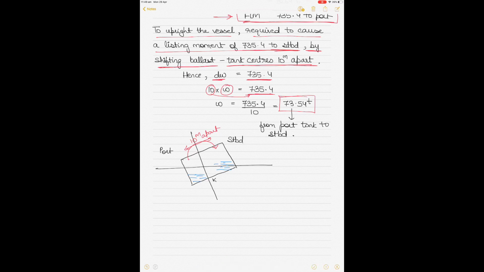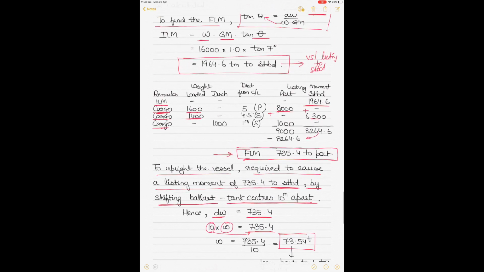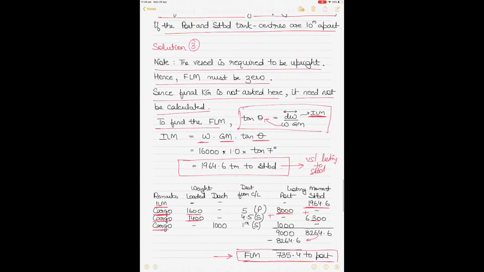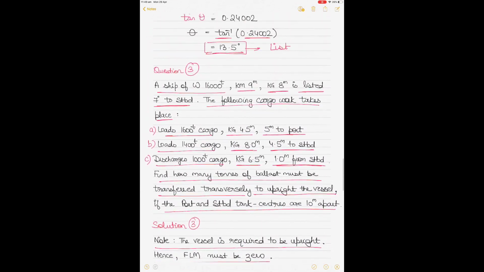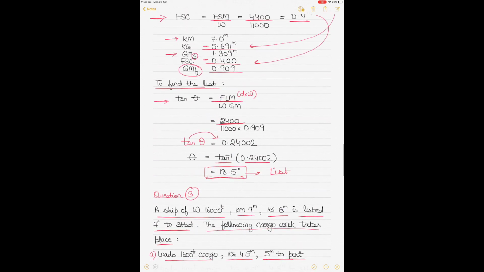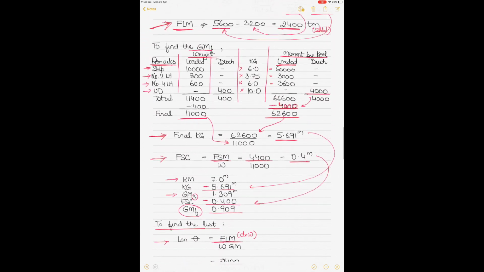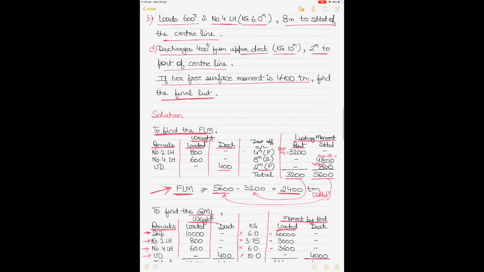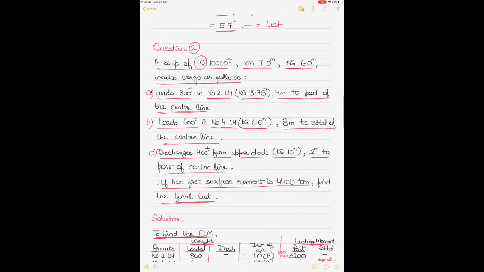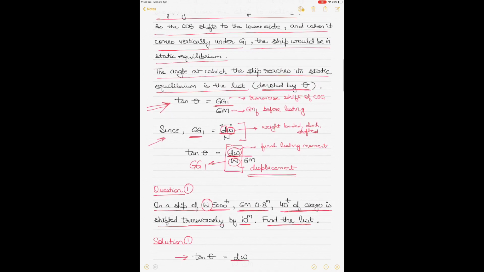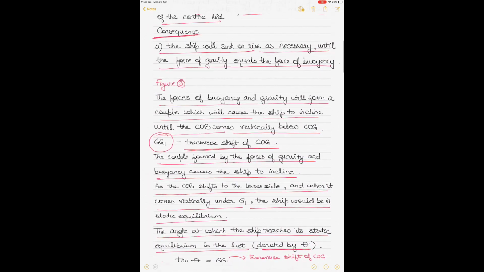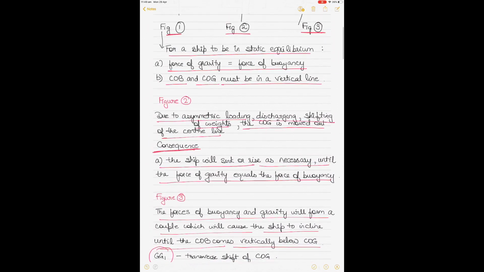Remember that when it talks about listing, we talk about the listing moments, and that's a transverse shift of the weights. But if you are ever required to calculate the GM or the KG, you also have to take into consideration the vertical shift of the center of gravity. So I hope these different examples explain the concept of the transverse and the vertical shift of the center of gravity well.